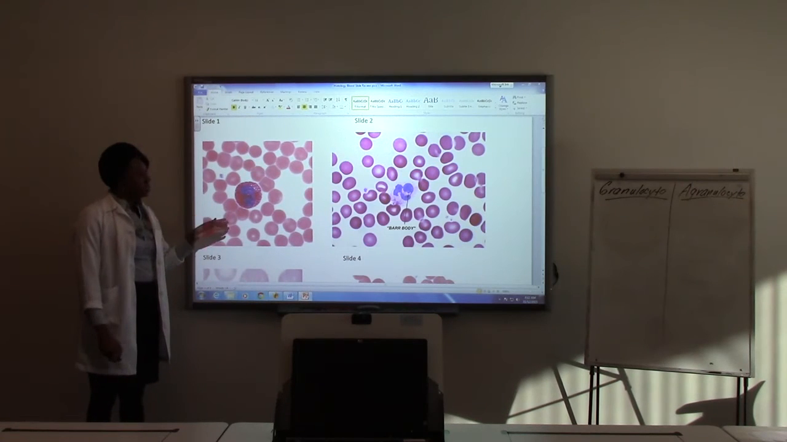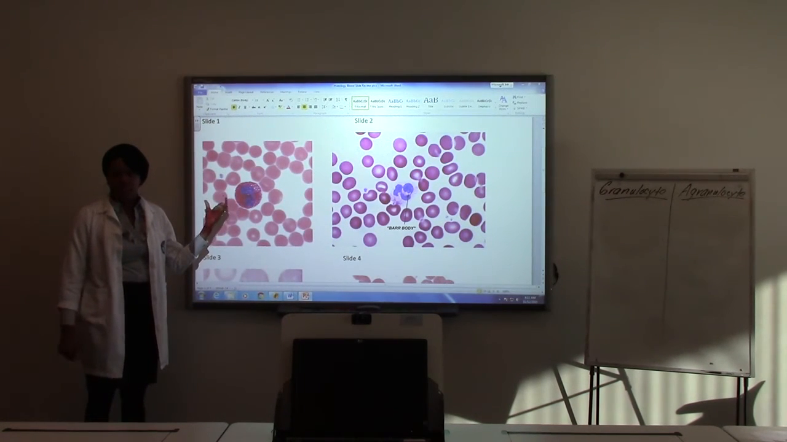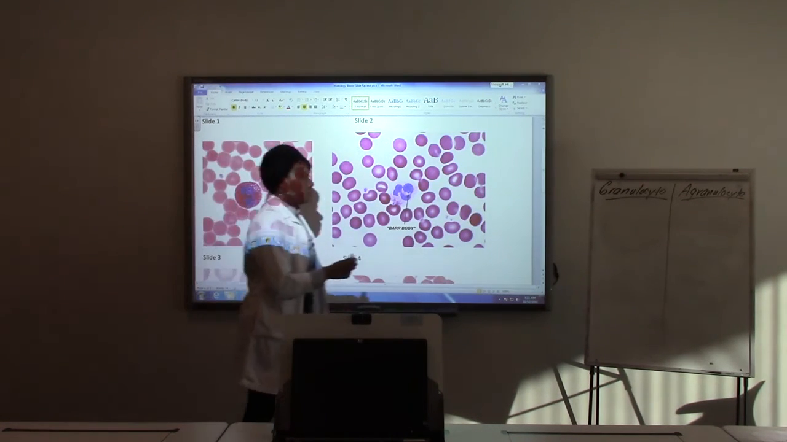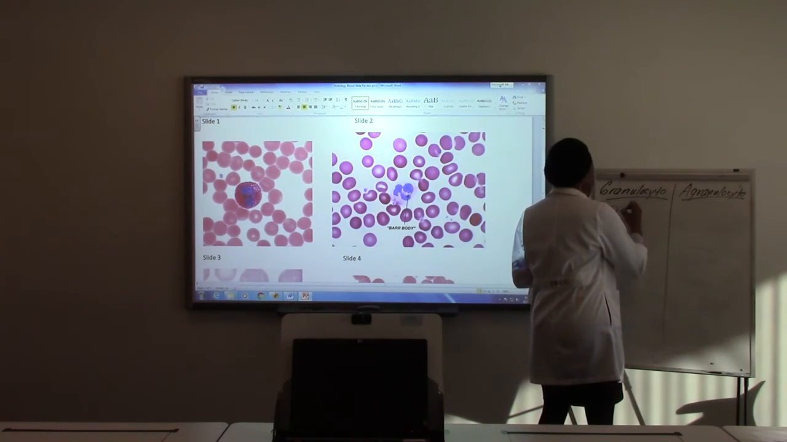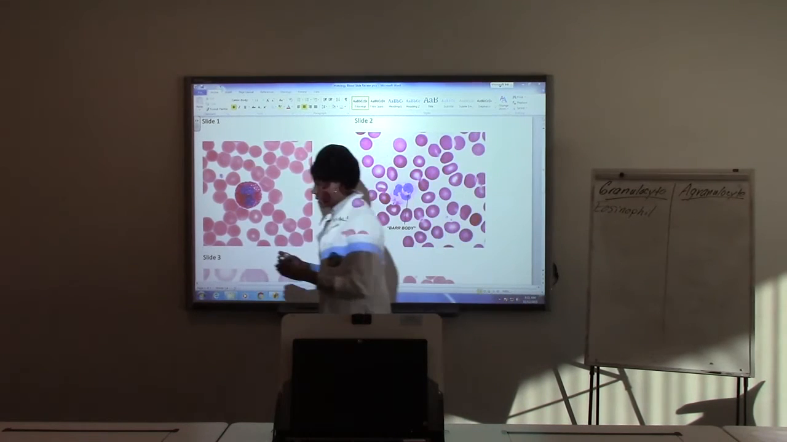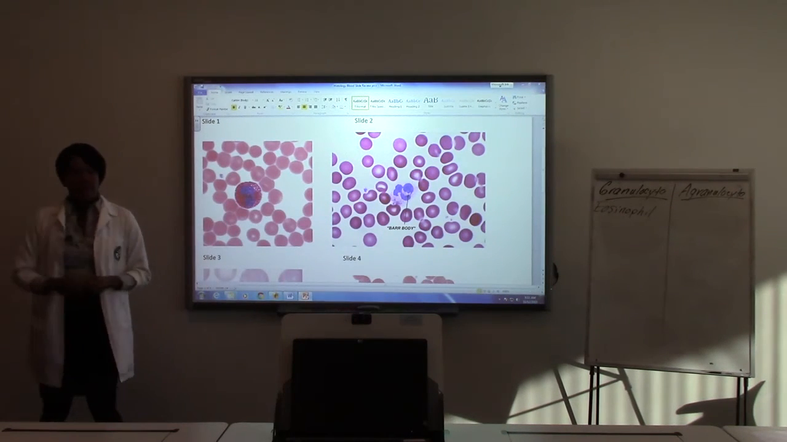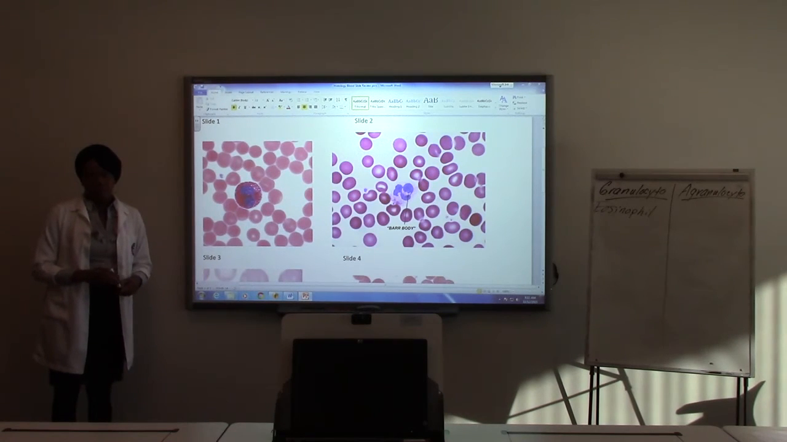This is the only circulating white blood cell that has this distinct look. What cell is this? Eosinophil. Very good. This is an eosinophil. And the eosinophil is granulated, so it falls into the category of a granulocyte. Now, what is the function of an eosinophil?